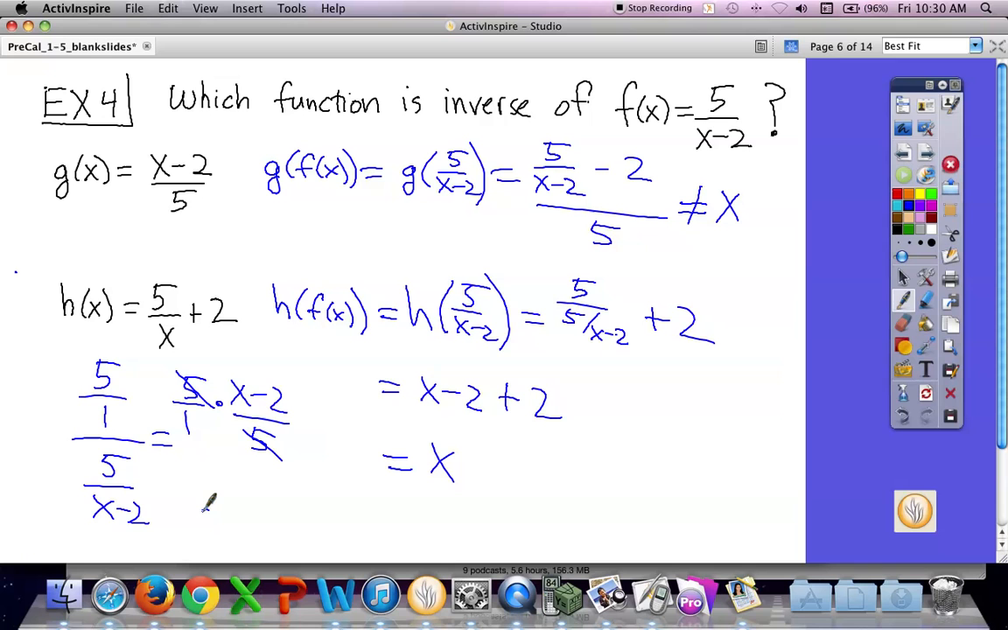So given the choice between this one and this one, which was the inverse, it's definitely going to be this one. Now, should we really also do the f of h of x? Yeah, you should, but it'll work out. And I ran out of space on the board, so we'll call that good enough. It definitely was not going to be the g of x function, and we already proved that the h of f of x was good. Okay.